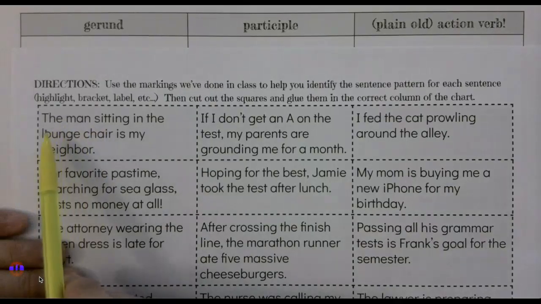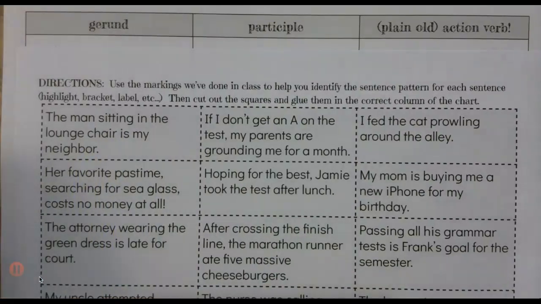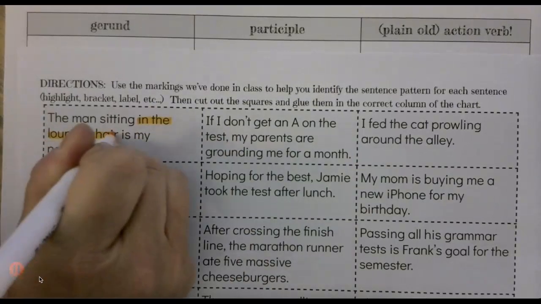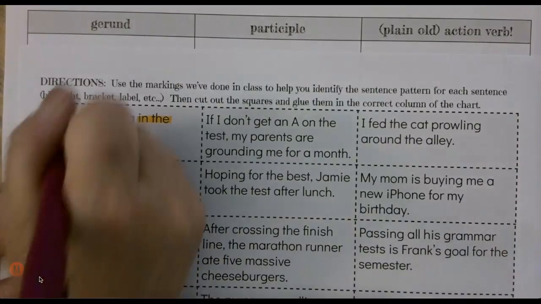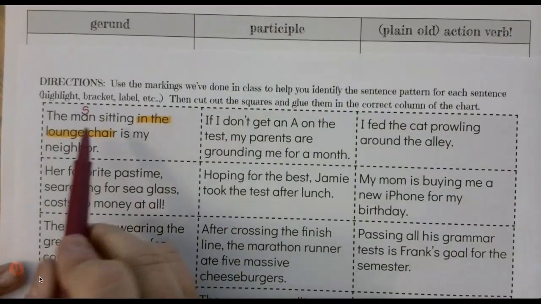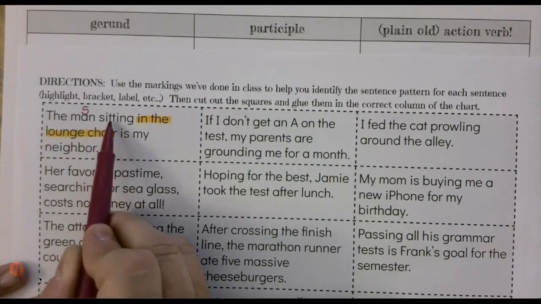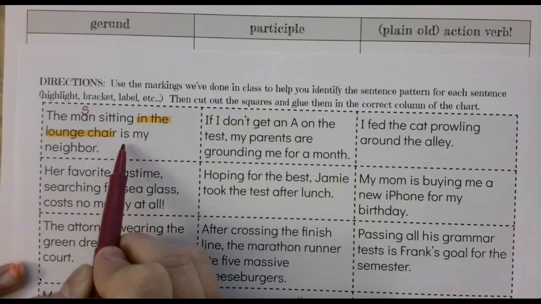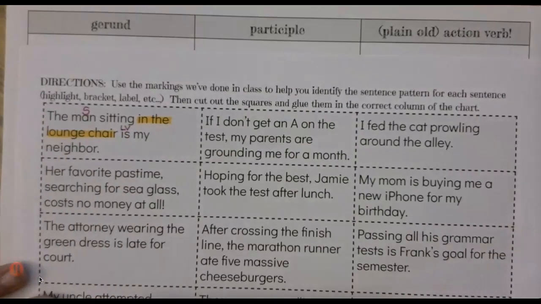So I'm going to just start with the first example. The man sitting in the lounge chair is my neighbor. So the first thing I would do is go look for phrases, and I see in the lounge chair. And then I'm going to look for my subject. Looks like it's the man. Now, if it said is sitting, I could see that the man is sitting, but that's not what it's saying. It says the man sitting in the lounge chair is my neighbor, and I know that is a verb. It doesn't have another verb after it, so it must be being used as a linking verb.